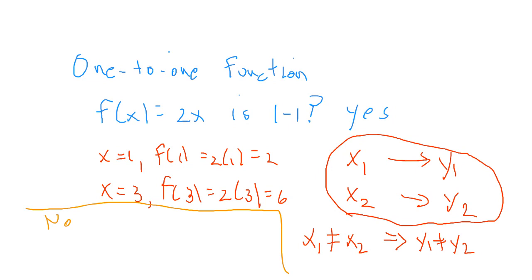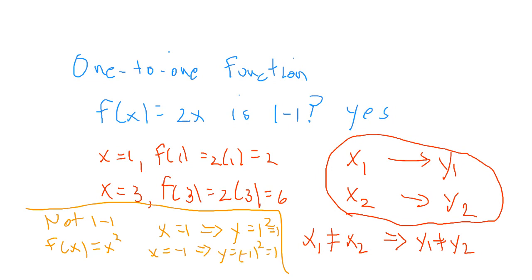And by the way, not one-to-one would be something like f of x equals x squared. Because there, if x equals 1, this means that y equals 1. Y would be 1 squared, which is 1. And if x equals negative 1, this implies that y would be negative 1 squared, which is also 1. So you see, you were able to get a y value of 1 using 2 different x values. So that's not a one-to-one function. The same kind of thinking can be applied for this kind of problem. It always helps to think of an example like this.